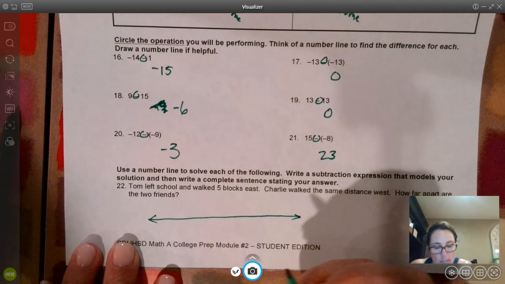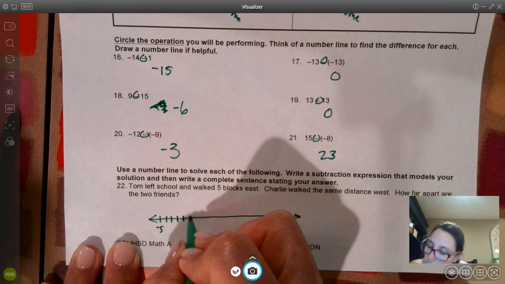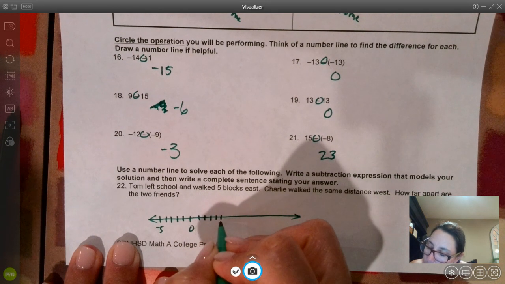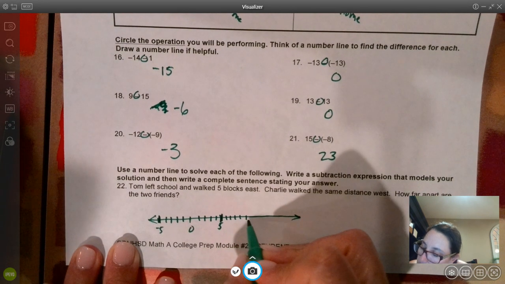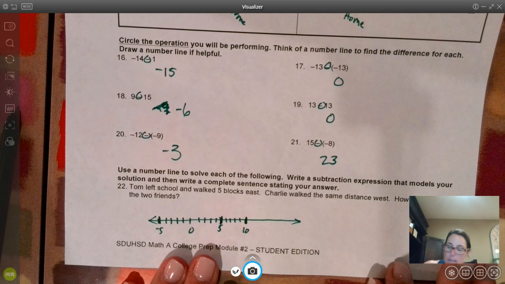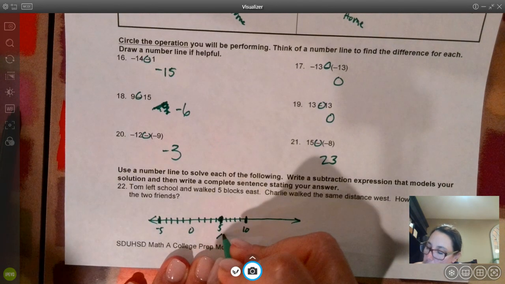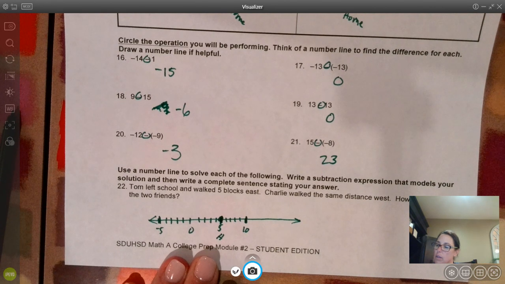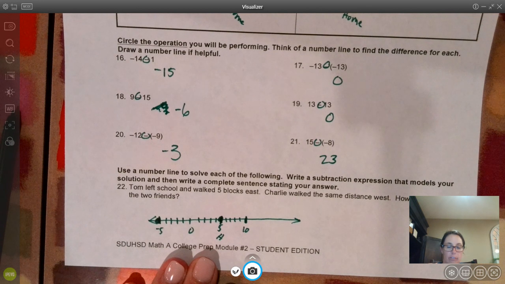All right, so it looks like I'm going to do negative 5, negative 4, negative 3, negative 2, negative 1, 0, 1, 2, 3, 4, 5. Let me make those kind of bold. 6, 7, 8, 9, 10. All right, so 5 blocks east. Dot on 5. Okay, that's my home or start. Okay, now it says that Charlie walked the same distance west, so wouldn't Charlie be here? Wouldn't the other number be there on negative 5?